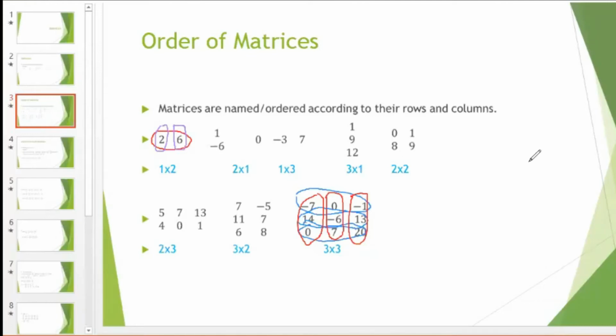Please take down the examples. Let's move on. But mostly for matrices, you'll be using the 2 by 2 matrix, which is this one here. So most of the work we'll be doing will be done with the 2 by 2 matrix.